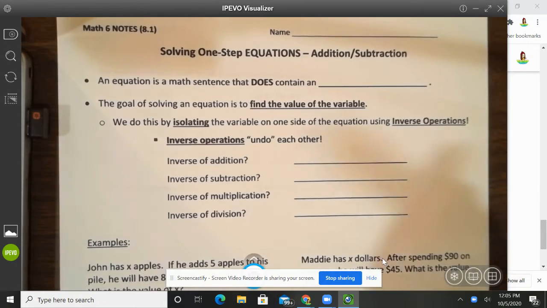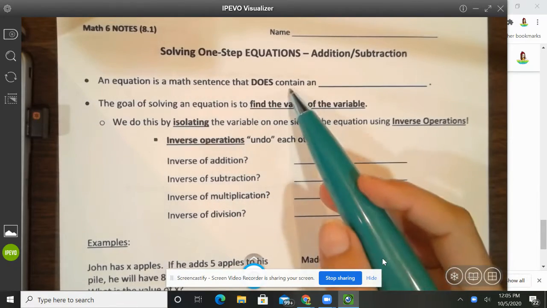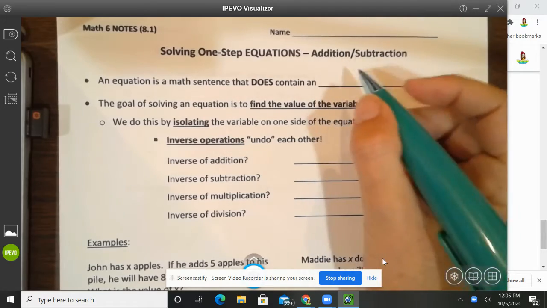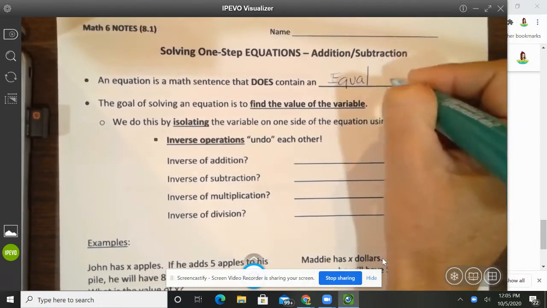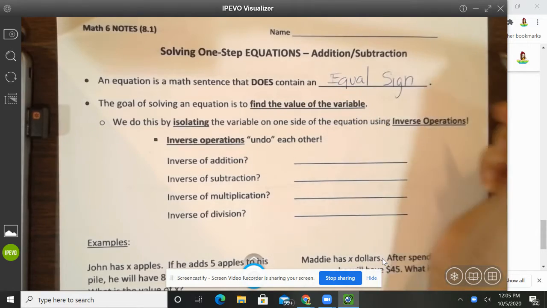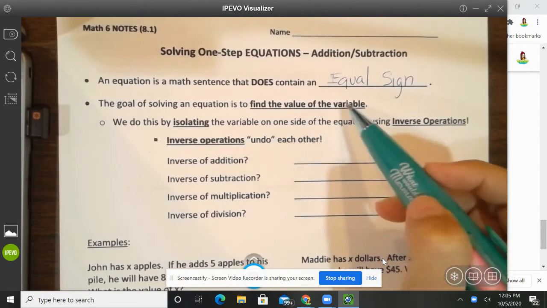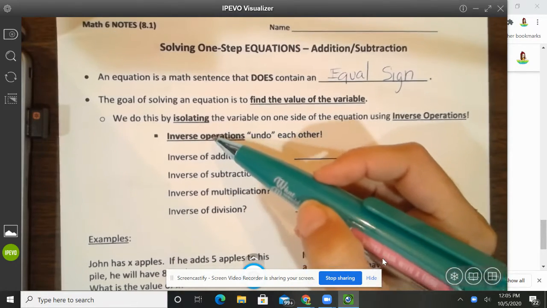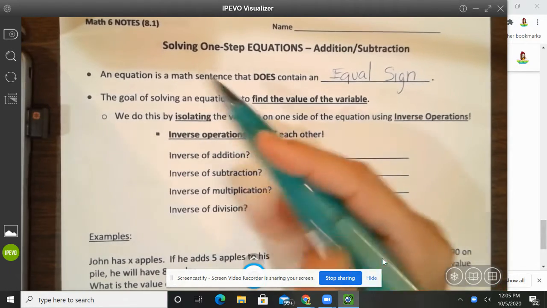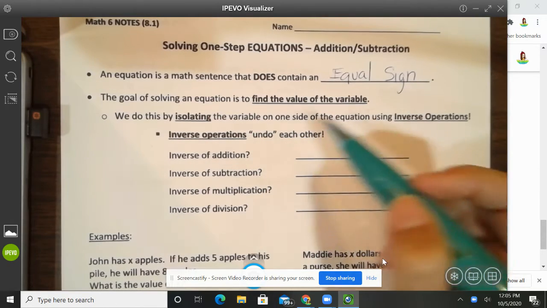All right, so the first thing it says: an equation is a math sentence that does contain an equal sign. So if it's an equation, then it has an equal sign. The goal of solving an equation is to find the value of the variable. We do this by isolating. Isolating means just put by itself, right? So leave the variable by itself on one side of the equation using inverse operations.